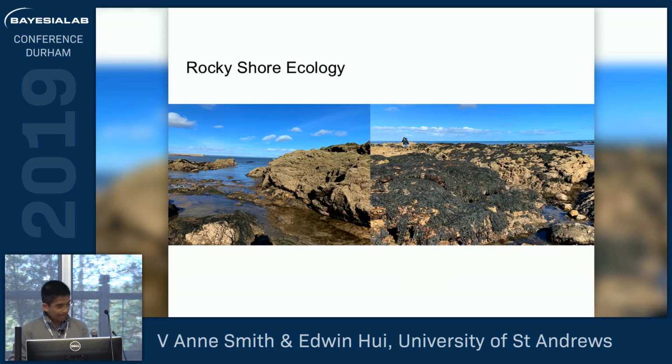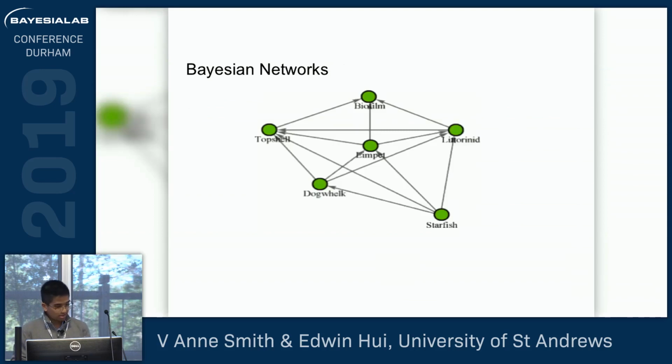Now, how exactly does this translate into Bayesian networks? So here's a very, very simple community that you might find on a rocky shore.